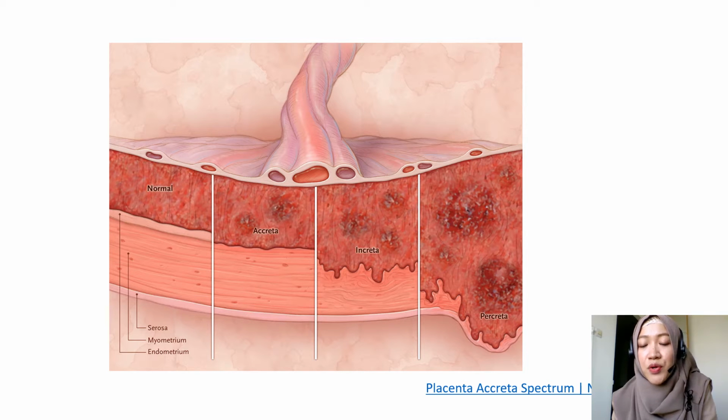And the last is percreta, in which the invasion of the placenta is already through the full thickness of the myometrium until it can be pushed into the outer side of the uterus, which allows you to visualize it easily during the operation.